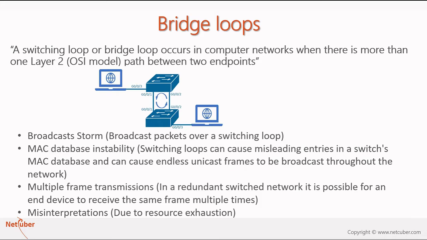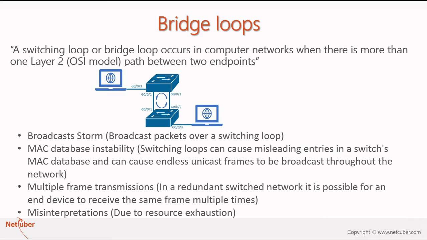How does that work? A bridge loop occurs in a computer network when there is more than one layer 2 path between two endpoints. Consider you have two computers, PCs connected separately to two switches. The first computer is connected to the first switch, the second computer is connected to the second switch, and there are two physical cables connected between the switches. So when the first computer sends an ARP request, it is broadcast, and the second switch receives it from two sources. There is a confusion there. The same request came from two sources.